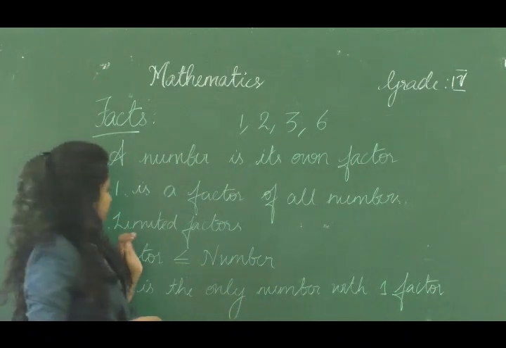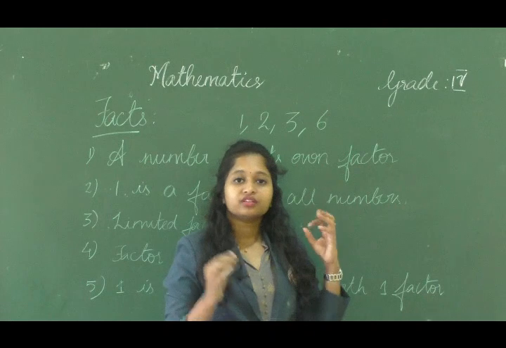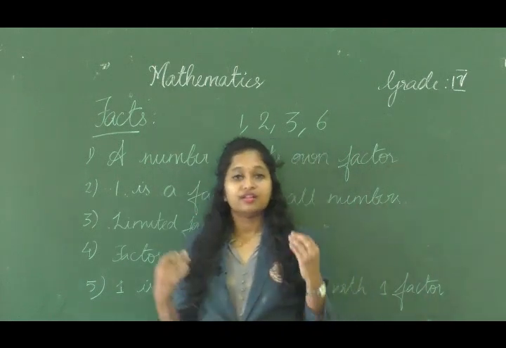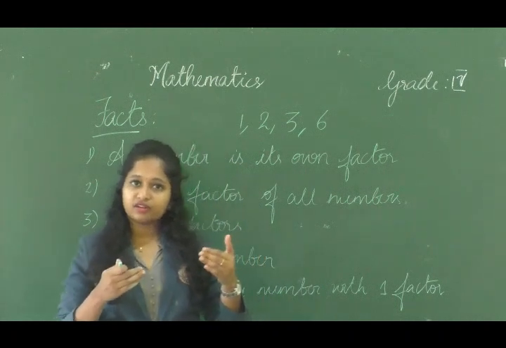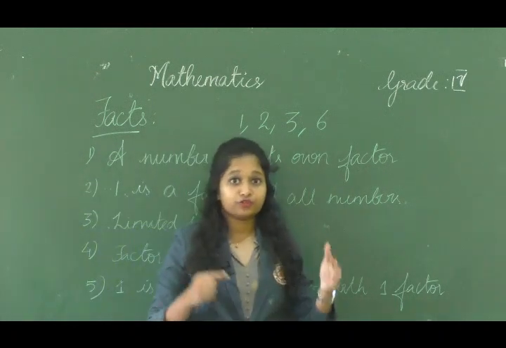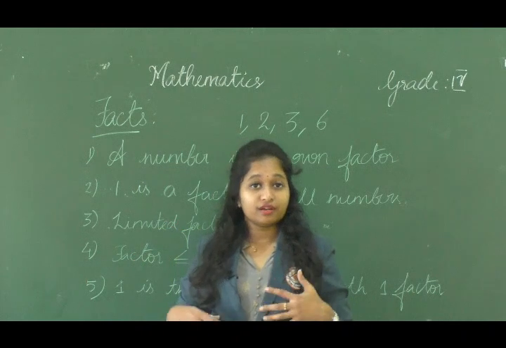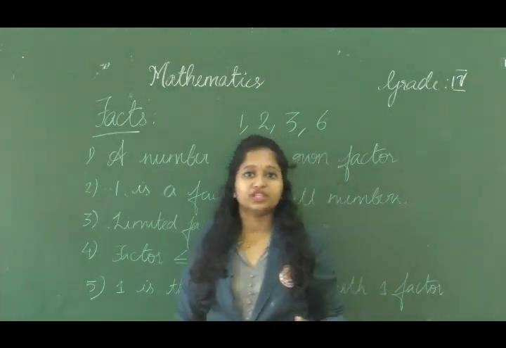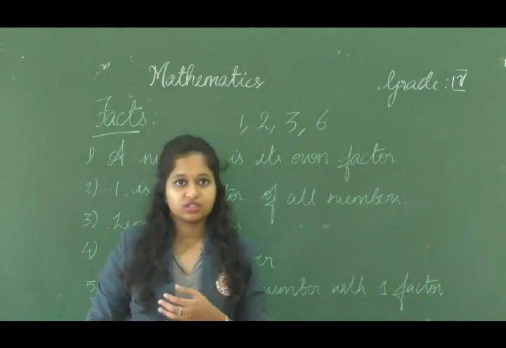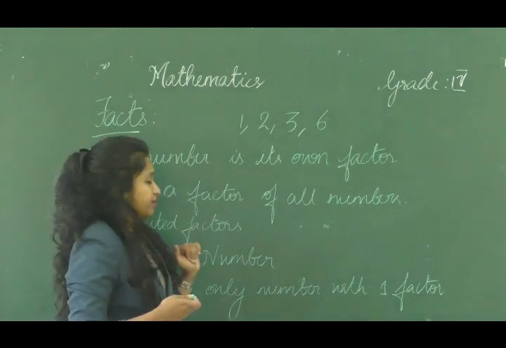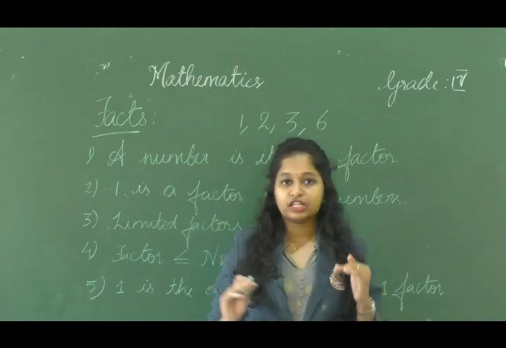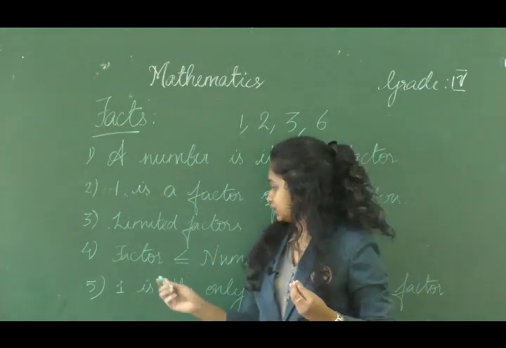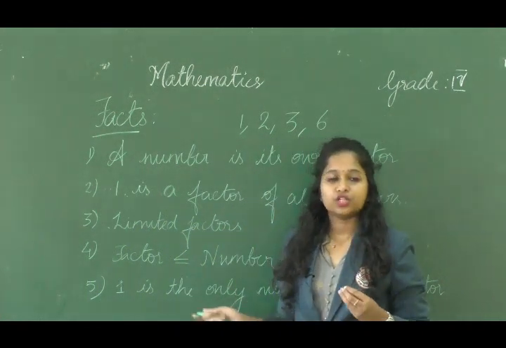Next is, for a number there are limited number of factors. Factors are limited, but for multiples we saw multiples are endless. There are so many multiples, we cannot count them. But here there are limited factors. And the next fact is, a factor of a number is less than or equal to the number.